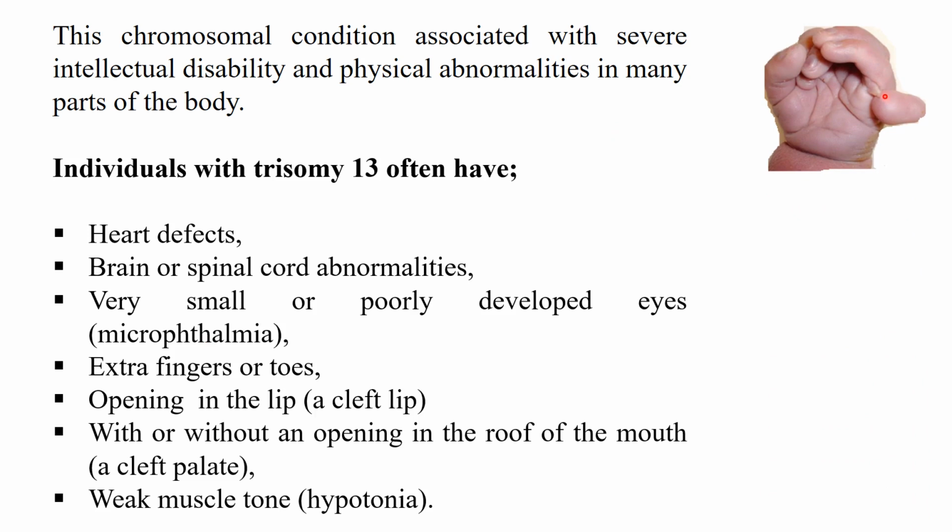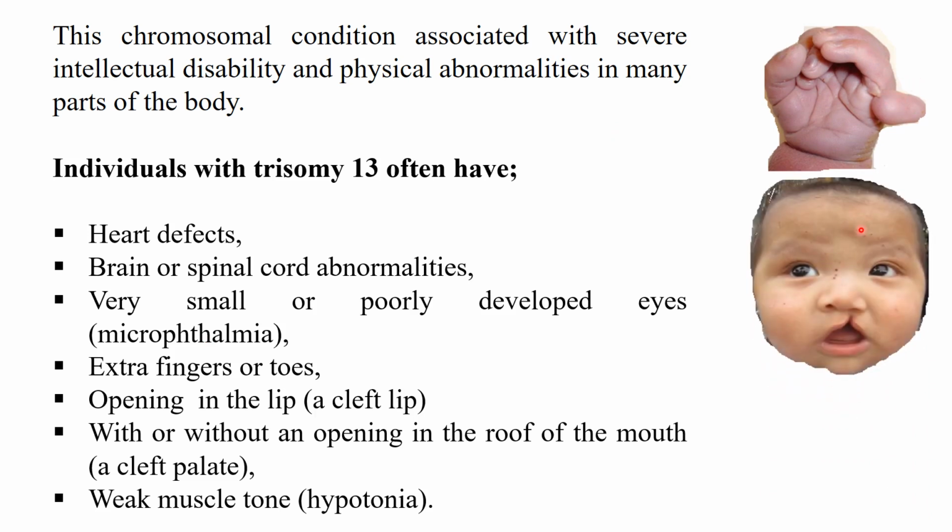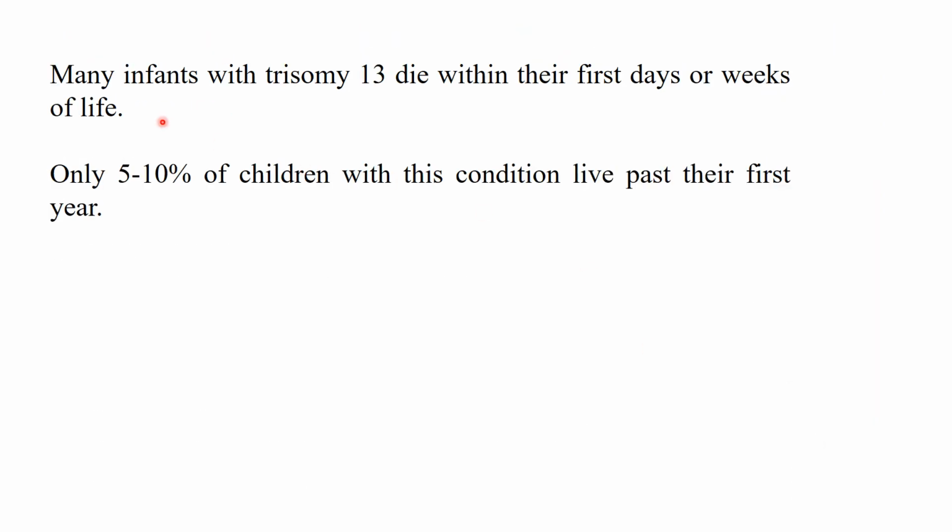This is the extra finger, a most important character. Poorly developed eyes, microphthalmia, and the cleft lip, clenched hands with overlapping fingers. These are the important characteristics of Patau syndrome. Many infants with trisomy 13 die within their first days or weeks of life. They cannot survive because of different types of complications.